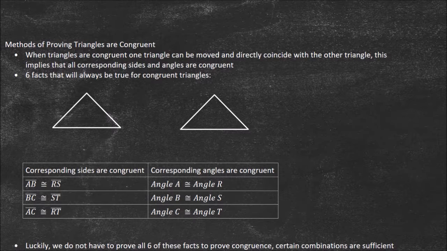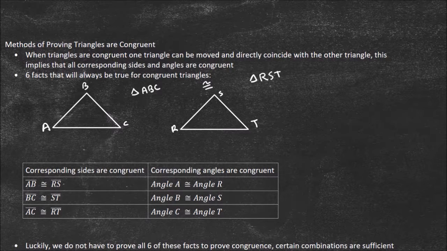So we have triangle, I'm going to call this one triangle RST. That's not a good triangle. Let me make that a little better. And here we have triangle ABC. And we're proving they are congruent. So triangle ABC is congruent to triangle RST. Then what it says is that, let's label it here, ABC, RST.